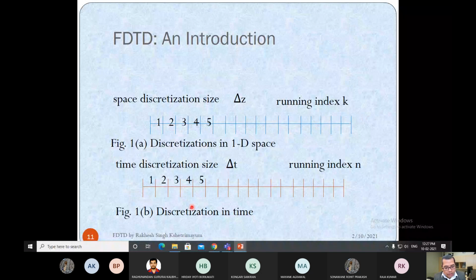Similarly, you also do discretization in time. So the time step size is delta t. The running index is n. n goes 1, 2, 3, 4, 5, 6, 7, and so on. So don't forget, when we write the equation, k is for the space discretization and n is for the time discretization. You can have any other variable here, but we'll use k as the running index for the space discretization and n as the running index for time discretization.